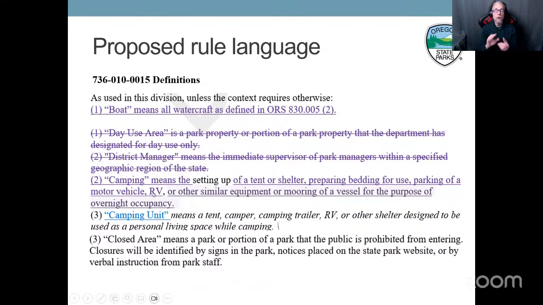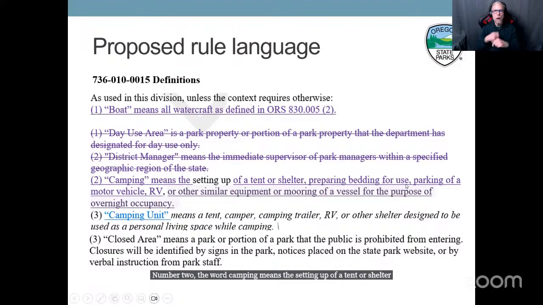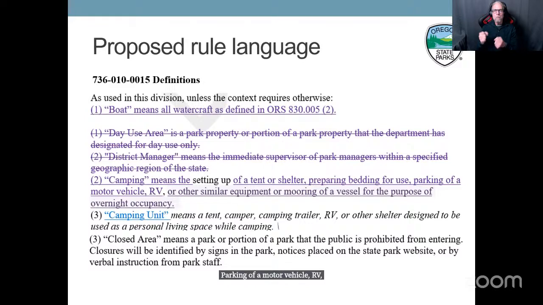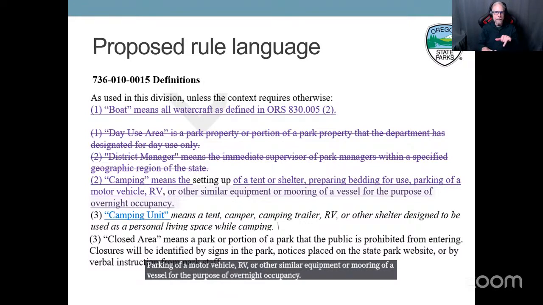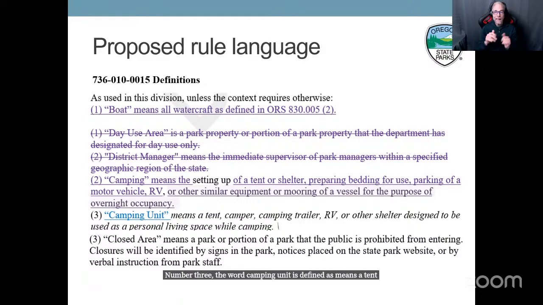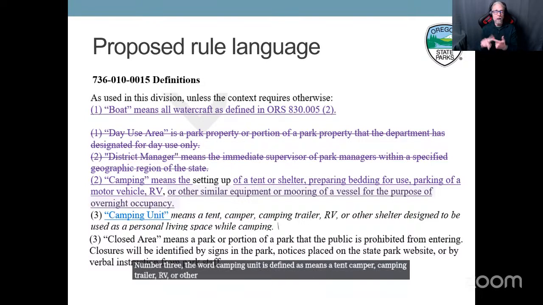Number 2, the word camping means the setting up of a tent or shelter, preparing bedding for use, parking of a motor vehicle, RV, or other similar equipment, or mooring of a vessel for the purpose of overnight occupancy. Number 3, the word camping unit means a tent, camper, camping trailer, RV, or other shelter designed to be used as a personal living space while camping.